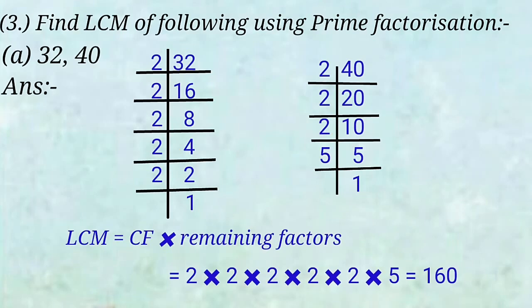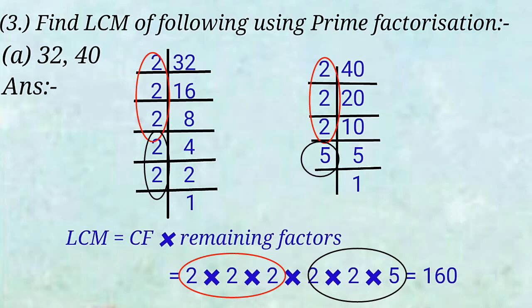So here you can see which are the common factors. Common factors are 2, 2 and 2, means 2 multiply 2 multiply 2 are the common factors. We will take these common factors only once, right? So remaining factors are here from 32 we have remaining factor 2 multiply 2, and from 40 we have 5. So multiplication of all 2 multiply 2 multiply 2 multiply 2 multiply 2 multiply 5 gives us 160 answer.